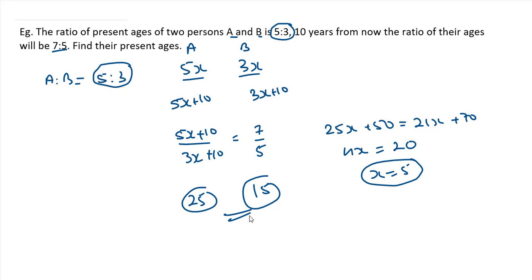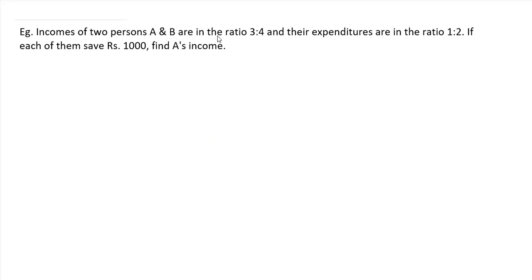Let us take the next example. Income of two persons A and B are in the ratio 3:4, and their expenditures are in the ratio 1:2. If each of them save 1000 rupees, find A's income. So there are two persons A and B. Their income, which is in the ratio 3:4. So we'll assume their income to be 3x and 4x. And their expenditures are in the ratio 1:2. So we'll assume their expenditures to be equal to y and 2y.